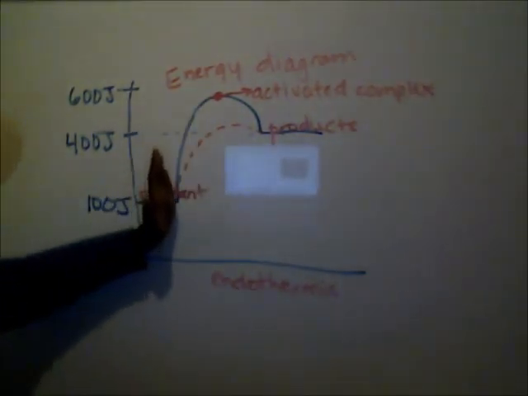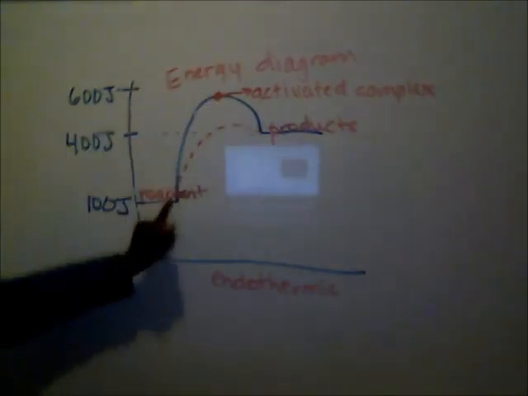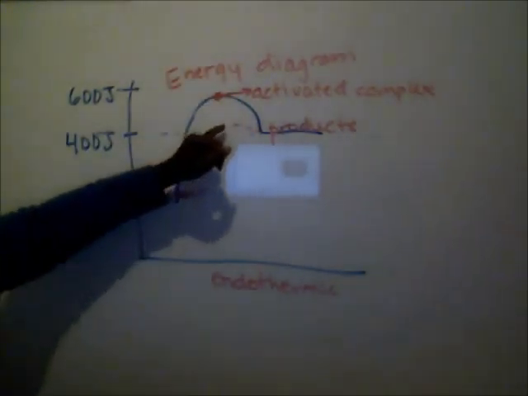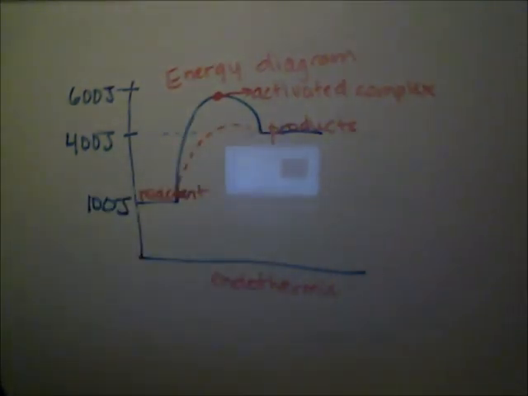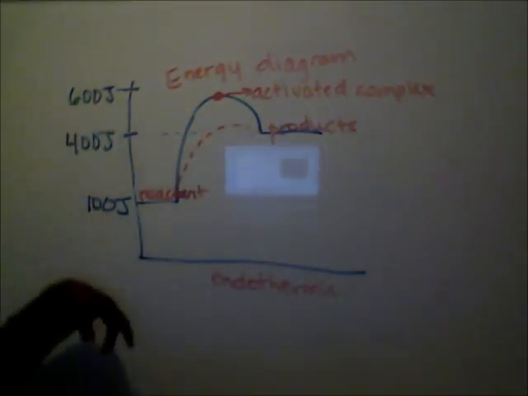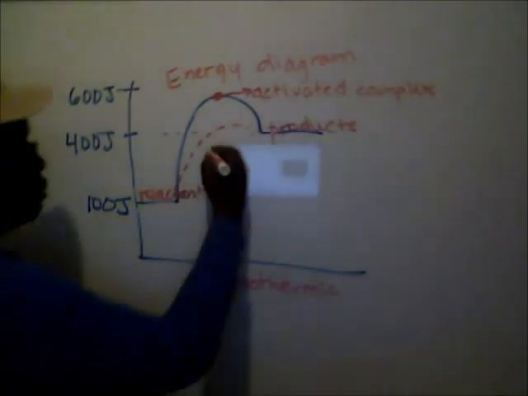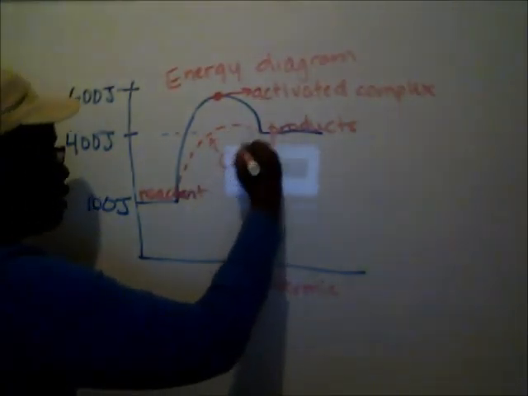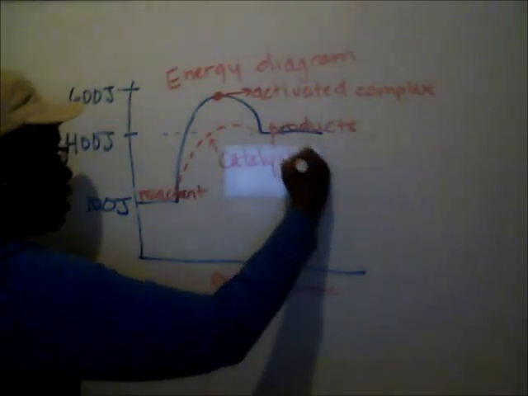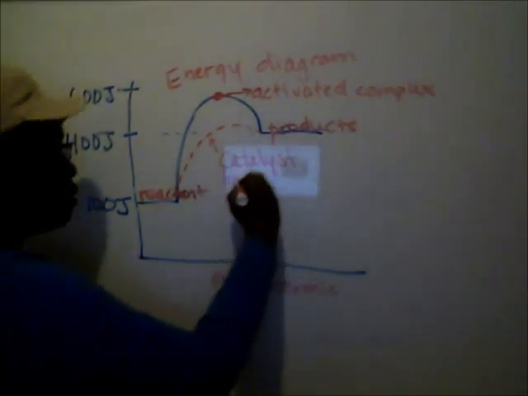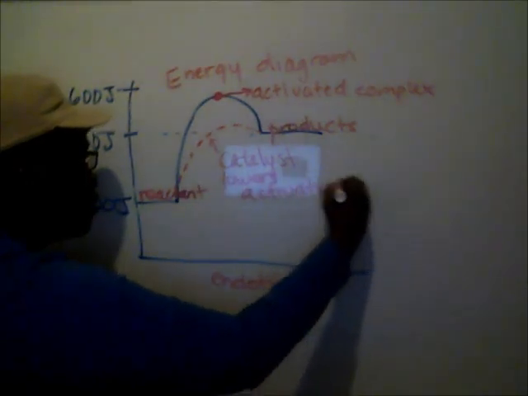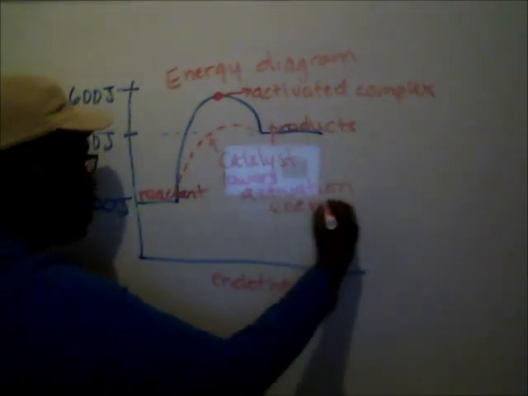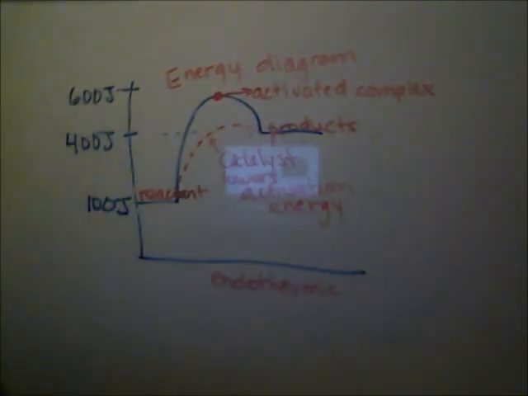So you don't have to work as hard to get it all the way up to the top. You just might have to work a little to get to here. So the catalyst speeds up the rate of reaction by decreasing your activation energy. Okay, so this is what a catalyst does. It lowers it. A catalyst lowers activation energy so the reaction takes place faster. You don't have to spend as much time trying to get the energy you need to just start.